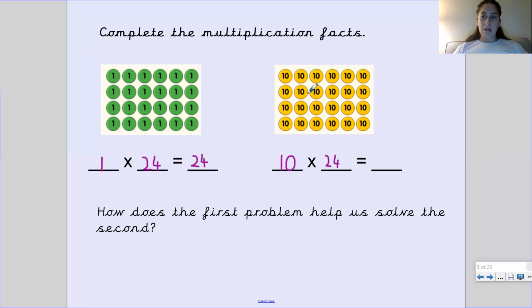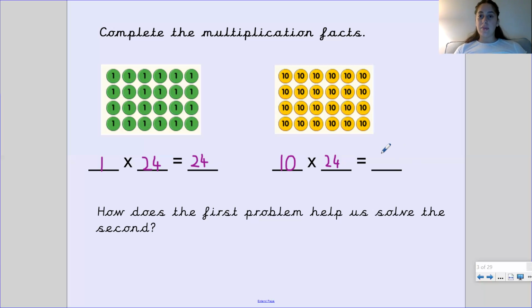Now remember what we discussed in the previous slide. If a number is being multiplied by 1, what happens to the answer if that same number is being multiplied by 10? So how could I use this first calculation to help me with the second calculation? Well, the same number is now being multiplied by 10. So what would I need to do to this answer to then get this answer?